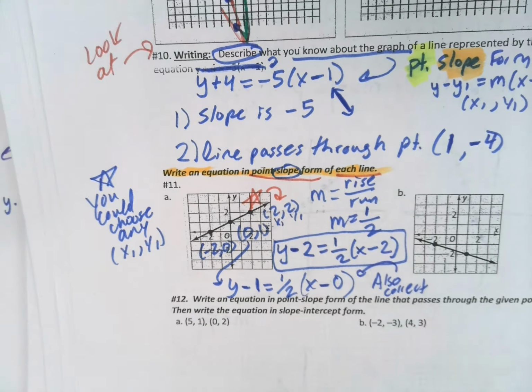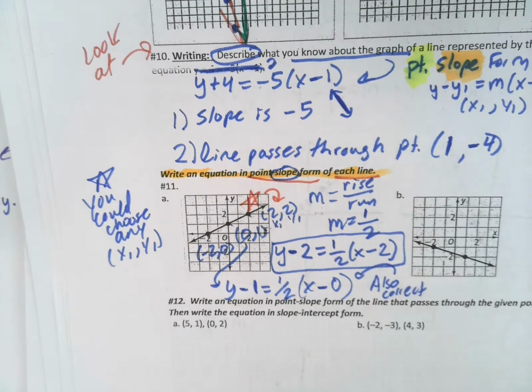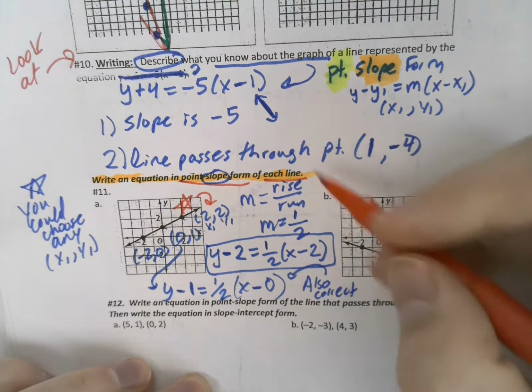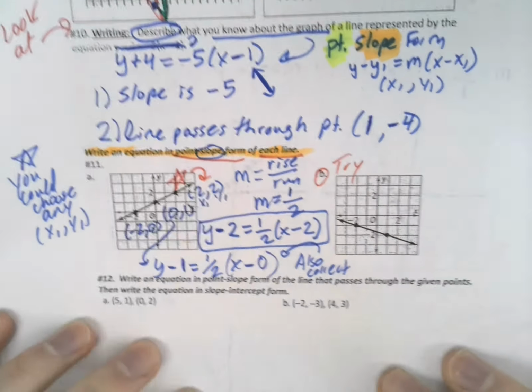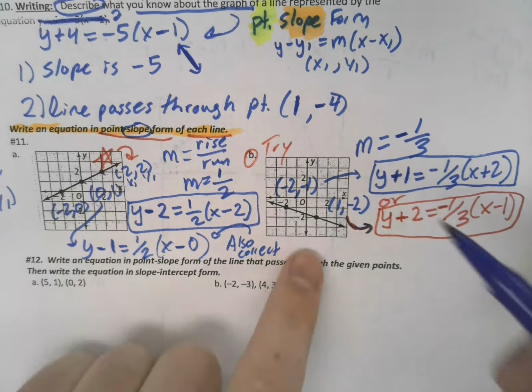That's also correct. You could have made one for this one too. They're all correct. So I'm going to let you try part B for me. Then we'll just have one section left after part B. All right, check it out, guys.